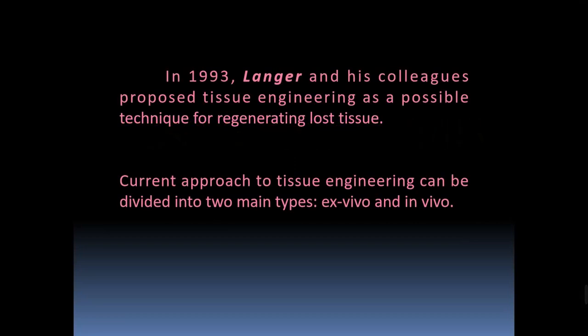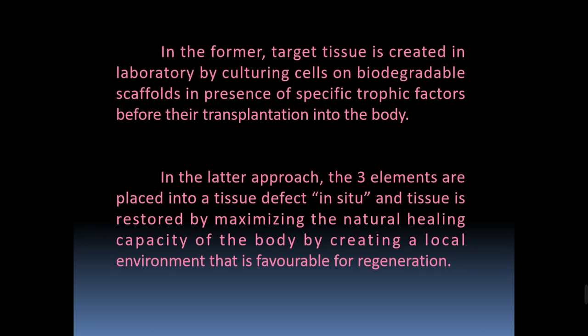In 1993, Langer and his colleagues proposed tissue engineering as a possible technique for regenerating lost tissue. The current approach to tissue engineering can be divided into two main types, ex vivo and in vivo. In the former, the target tissue is created in the laboratory by culturing cells on biodegradable scaffolds in the presence of specific trophic factors before their transplantation into the body. In the latter approach, the three elements are placed into a tissue defect in situ and tissue is restored by maximizing the natural healing capacity of the body by creating a local environment that is favorable for regeneration.